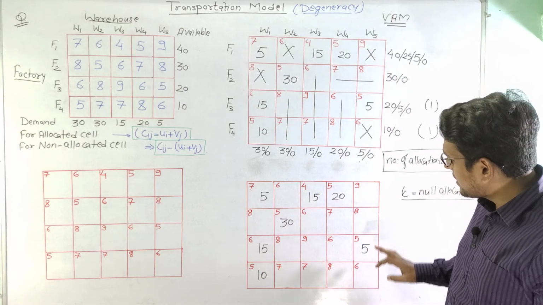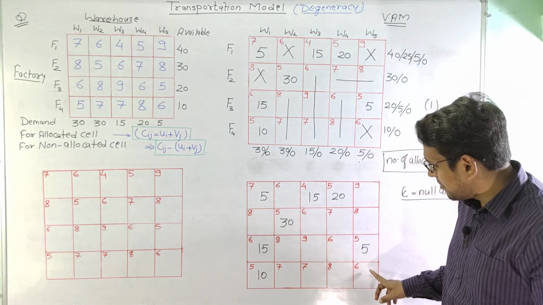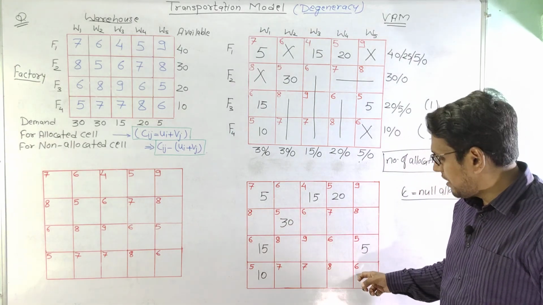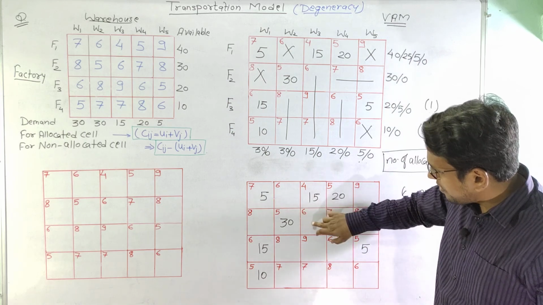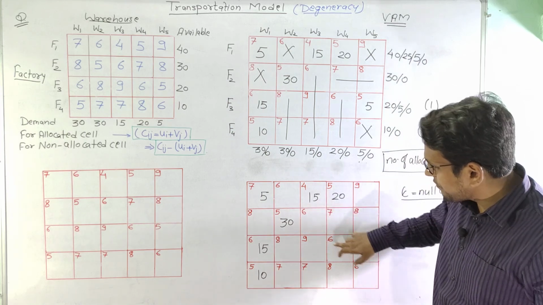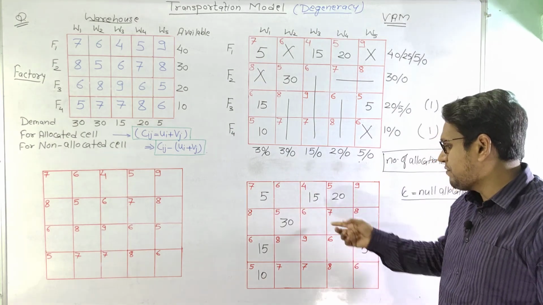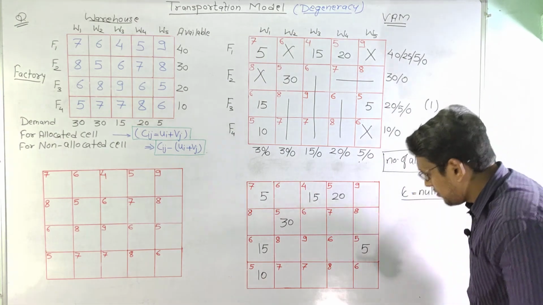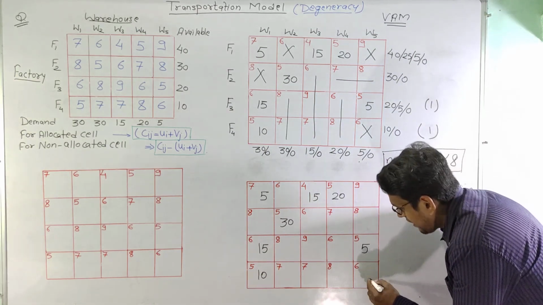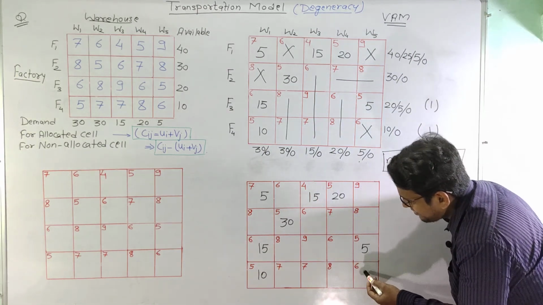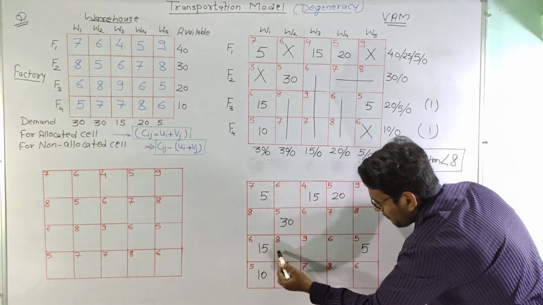We will generally select the cell having the minimum transportation cost. As we can see that in these empty cells, 6 is the minimum value of transportation cost. That means there are 4 cells having the value 6, so I can allocate at any one of them. But you can see that if I allocate epsilon in this particular cell, this will clearly form a loop.